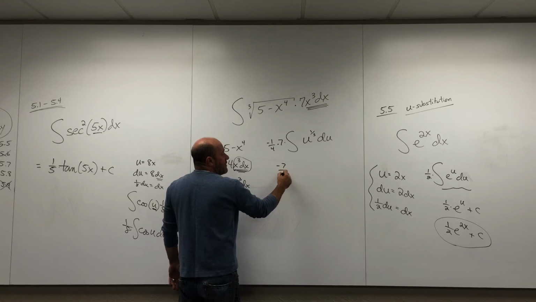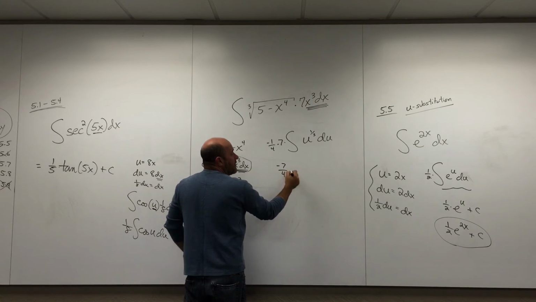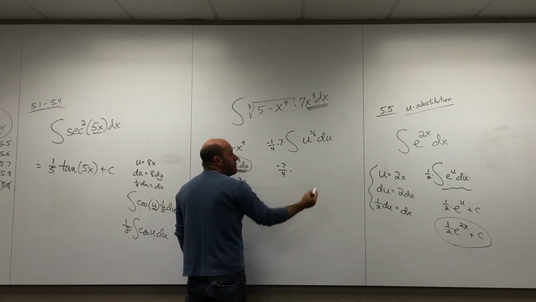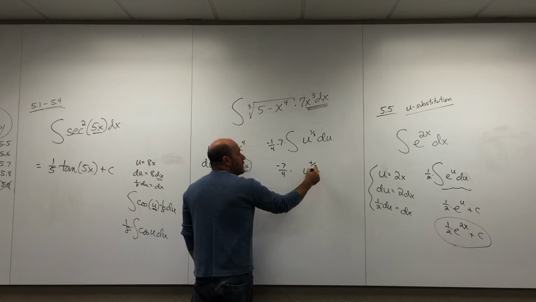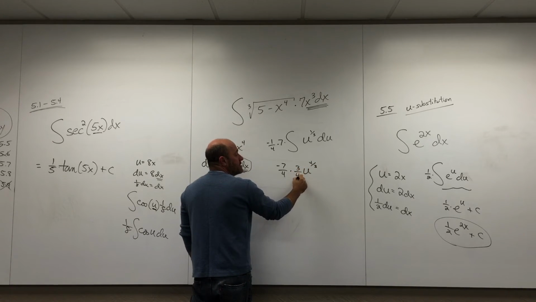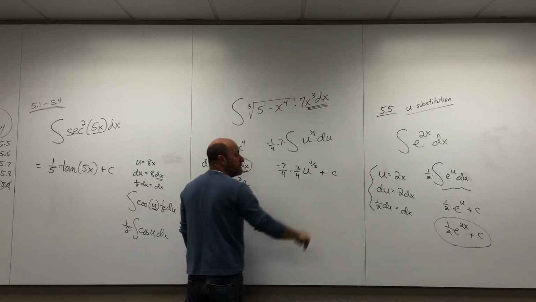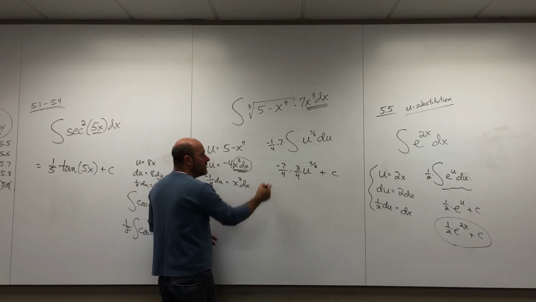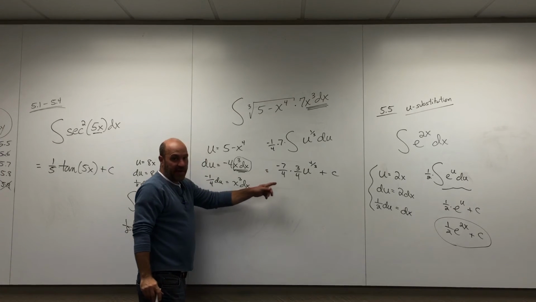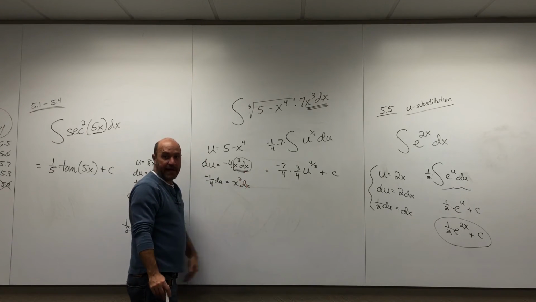This is a negative 7/4 out in front of, and now we integrate. U to the 4/3 times 3/4 plus c. So that's it. The problem's over. But you don't leave it like that. You put your x's back in.